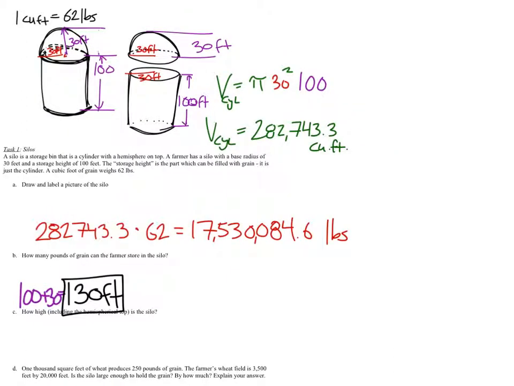1,000 square feet of wheat produce 250 pounds of grain. The farmer's wheat field is 3,500 feet by 20,000 feet. Is the silo large enough to hold the grain? If so, by how much? And we will explain our answer. Here we go.